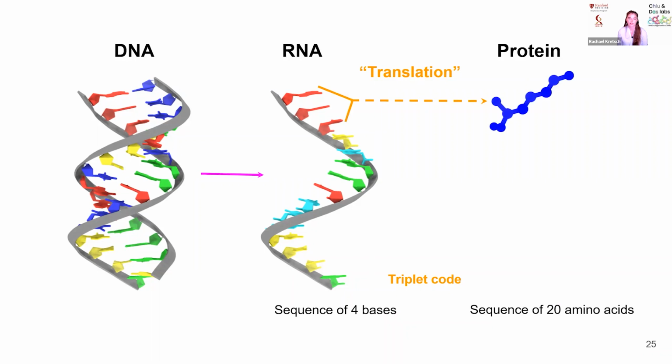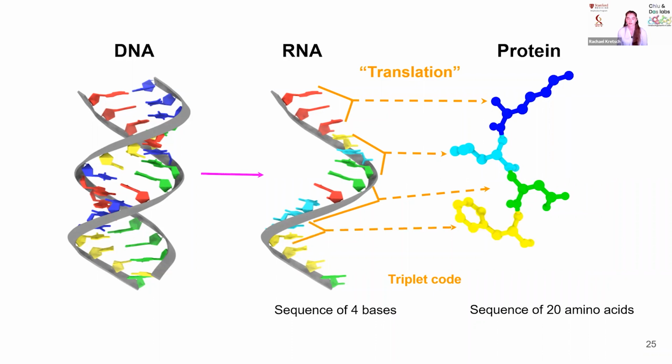Well, it reads it 3 at a time. So we have 3 bases of RNA that make up 1 amino acid. And then the next 3 make up a different amino acid. And then we continue on reading the RNA 3 at a time and translating it to 1 amino acid. And we continue onwards.